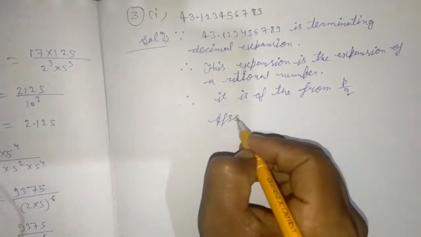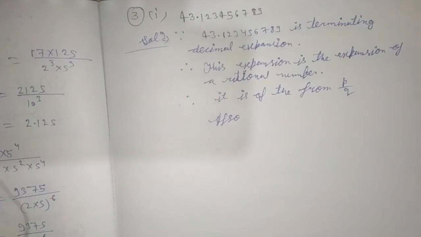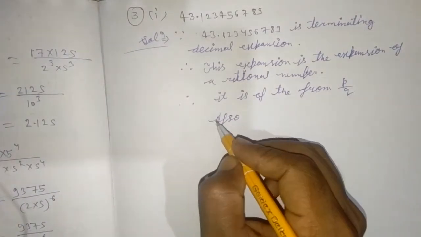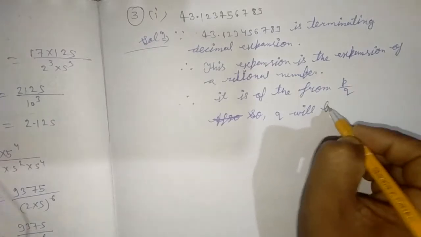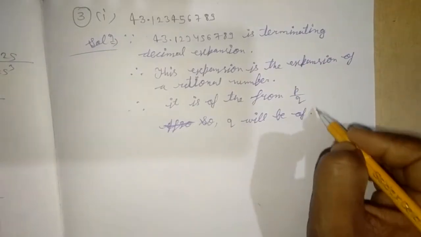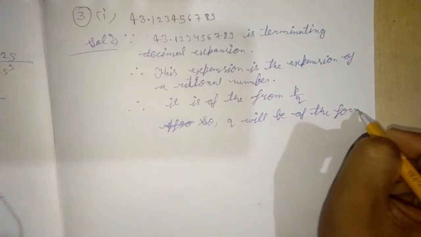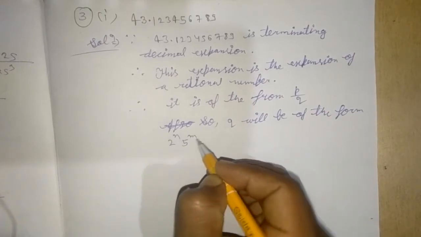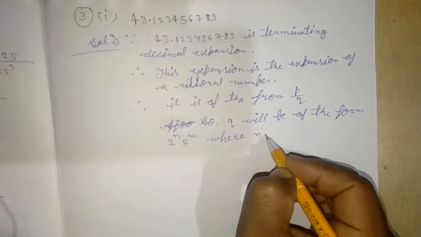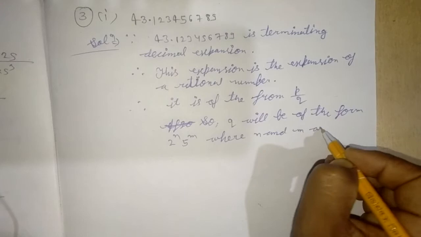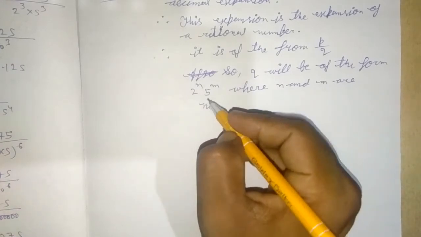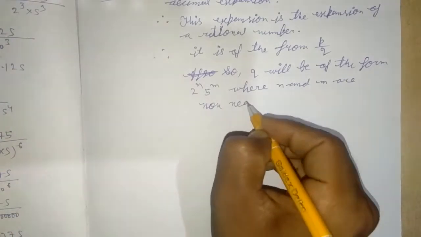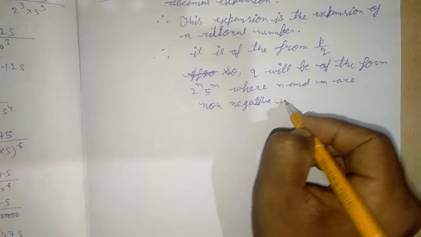Also, since it is the expansion of a rational number of the form p upon q, q will be of the form 2 power n, 5 power m, where n and m are non-negative integers.